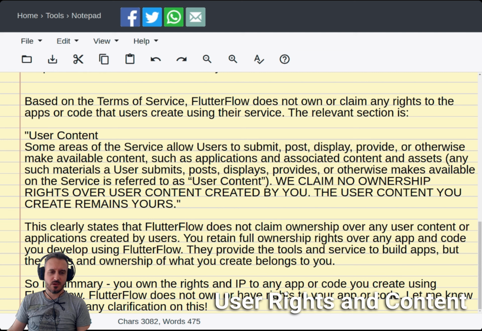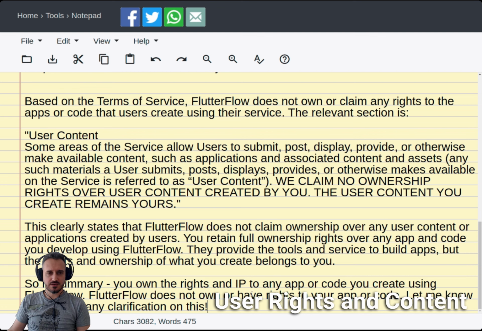You retain full ownership rights over any app and code you develop using Flow. They provide the tools and services to build apps, but the rights and ownership of what you create belong to you. So in summary, you own the rights and IP to any app or code you create using Flow. Flow does not own or have rights to your app or code.